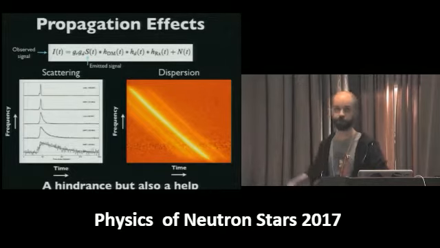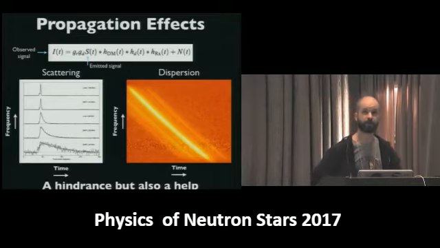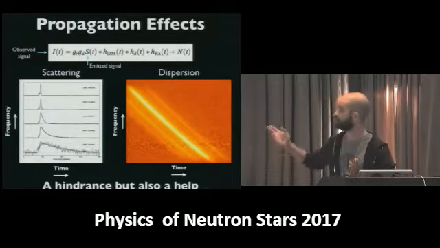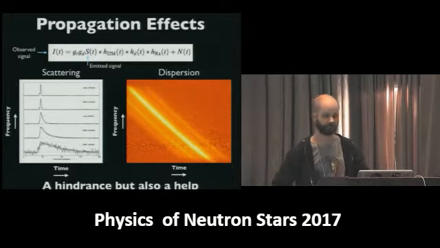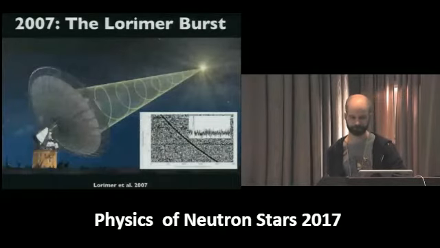So this is a hindrance. It makes it difficult to detect these types of signals, but it can also be a help because it helps us differentiate short duration radio flashes that are astrophysical in nature from those that are man-made, from radio frequency interference. And it also allows us to, in some cases, learn more about what's going on along the line of sight and to use these effects as a proxy for distance as well, which is another crucial thing to understand.